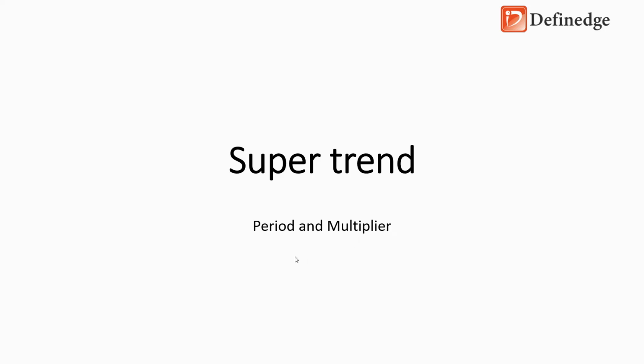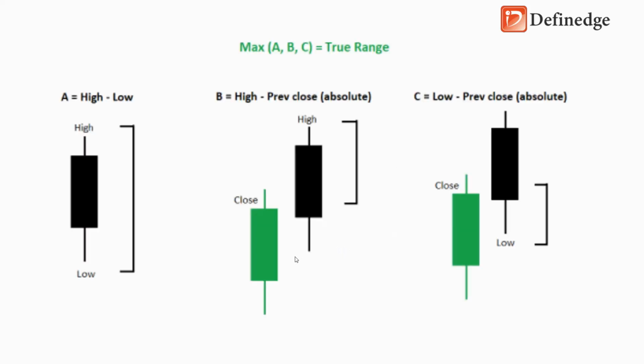So ATR is average true range. In a candlestick, a true range is the highest of the difference between high minus low, high minus previous close, or low minus previous close. So this A, B, and C, the highest would be the true range. So it is not just the simple candle range. It also considers previous closing price to decide the true range. And the average of, let's say, the last 10 periods will be a 10 bar ATR. So this is how ATR is calculated.